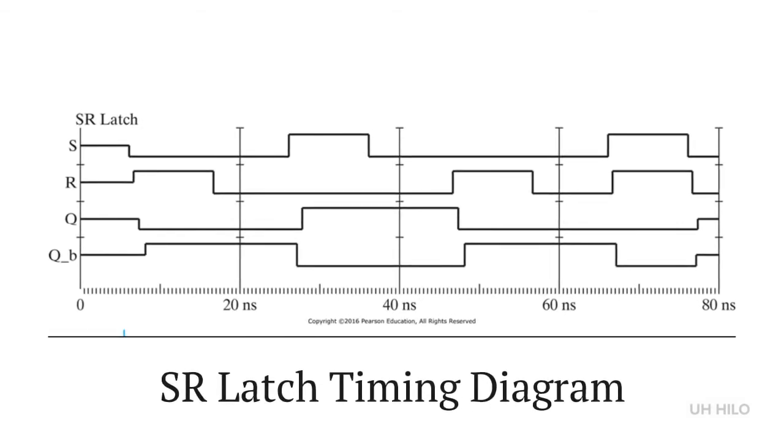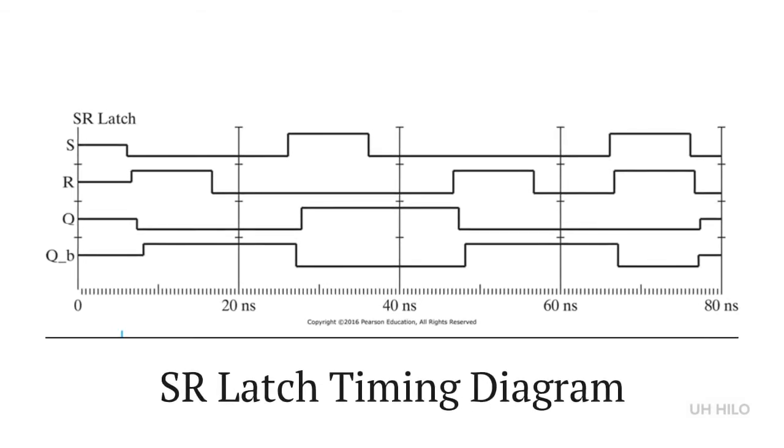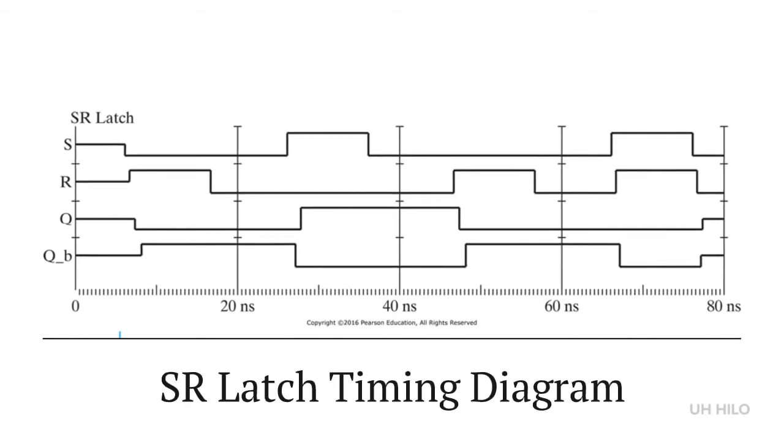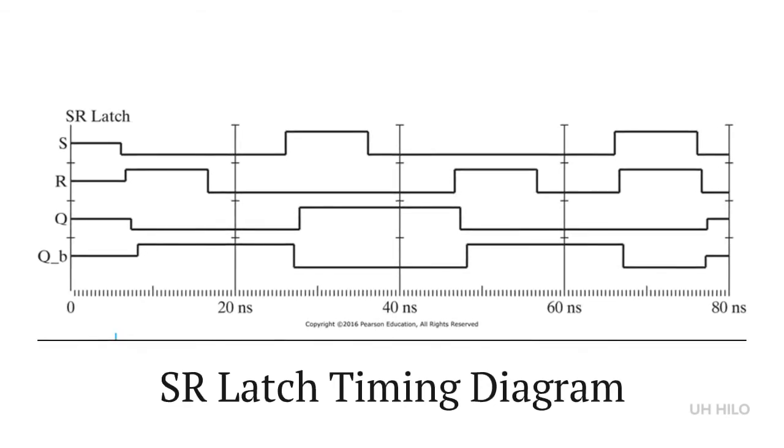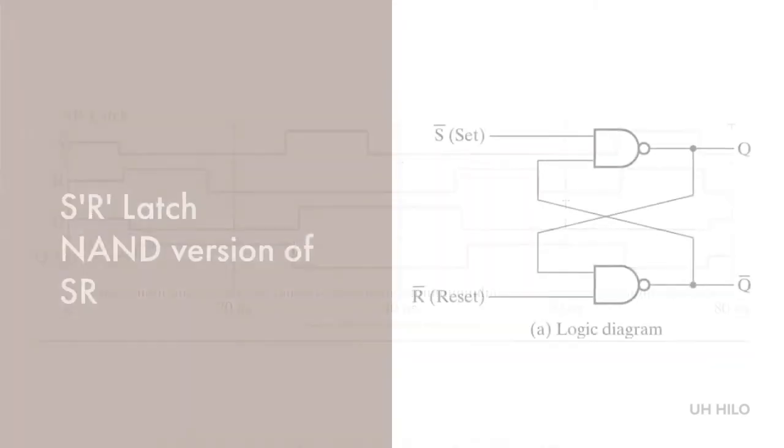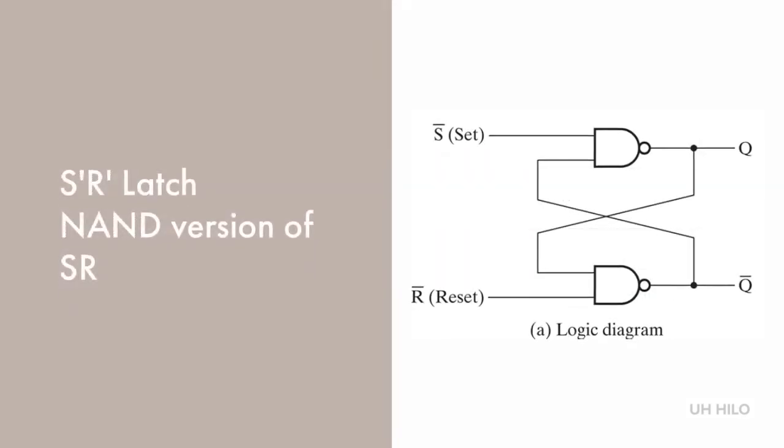We can also see the changes in state for Q and Q naught for different configurations of S and R in the timing diagram from the textbook, although this static version is a little more difficult to decipher than the animated version. We can also make a latch with NAND rather than NOR. This is a version I learned a long time ago.